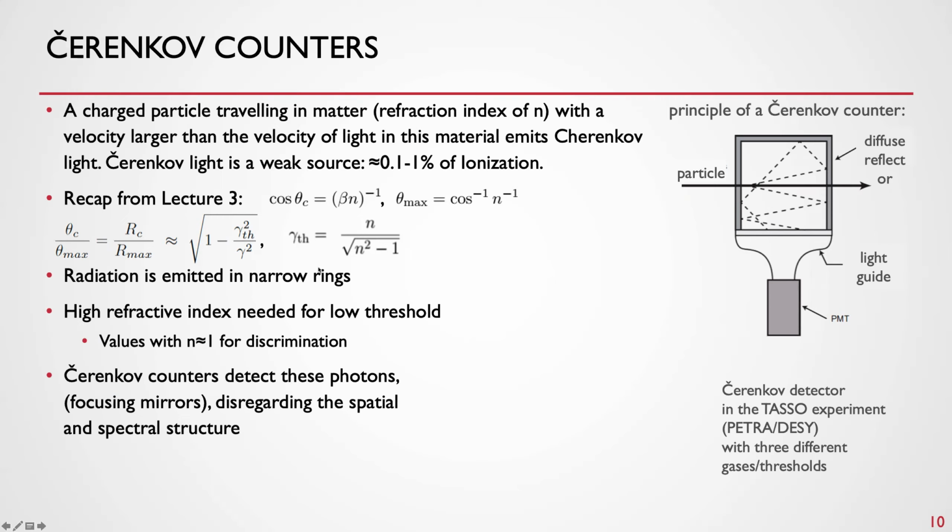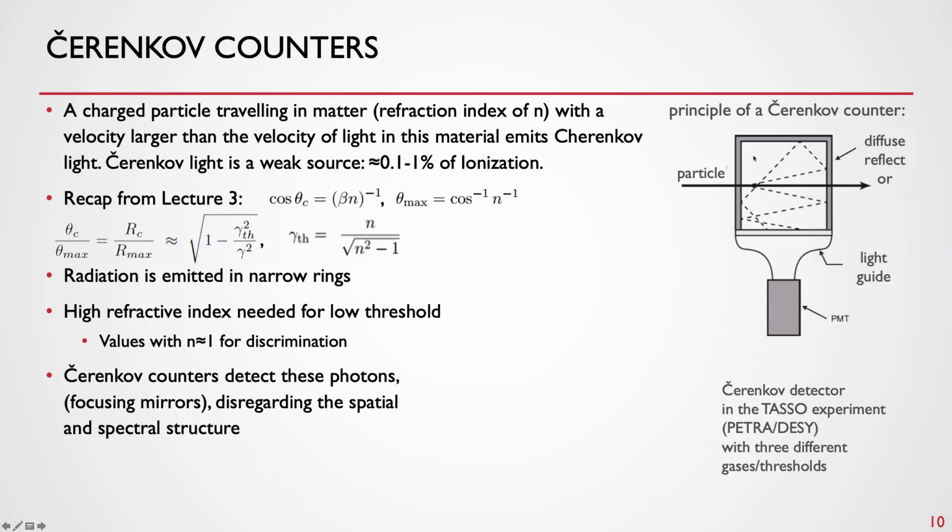Then the threshold of Cherenkov light will be high, and then we can get discriminative power for high values of gamma. The Cherenkov counters only detect the photons of the Cherenkov radiation. Cherenkov counters disregard the spatial and the spectral structure of Cherenkov radiation.